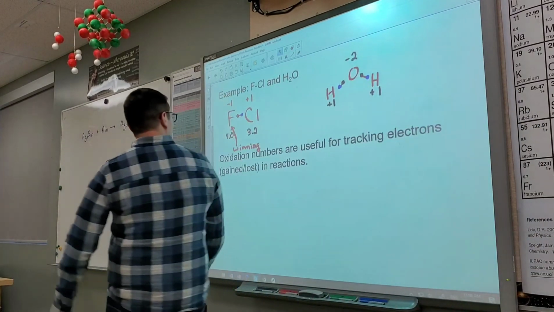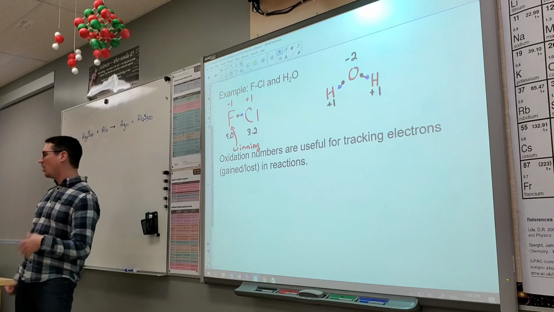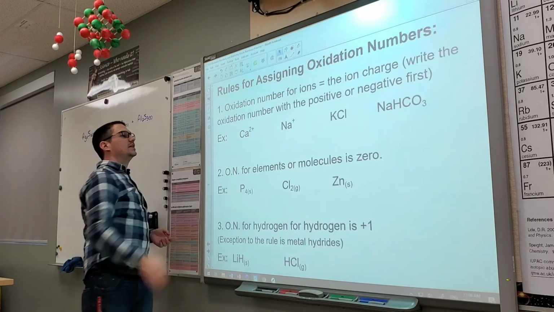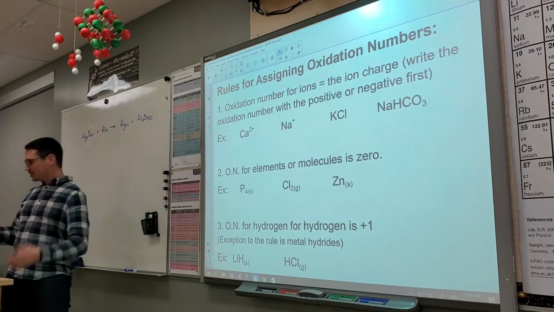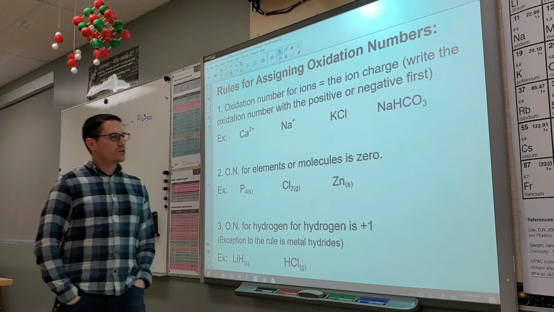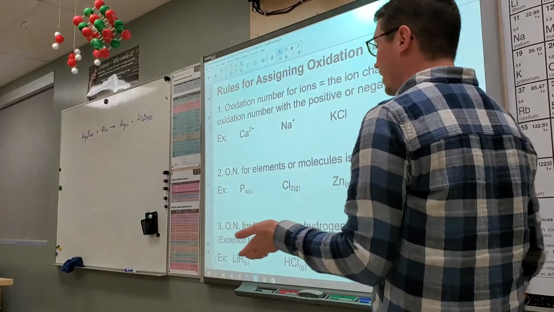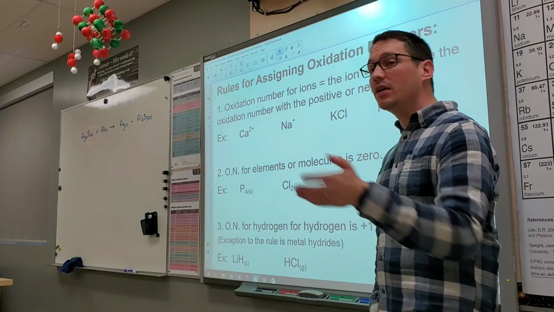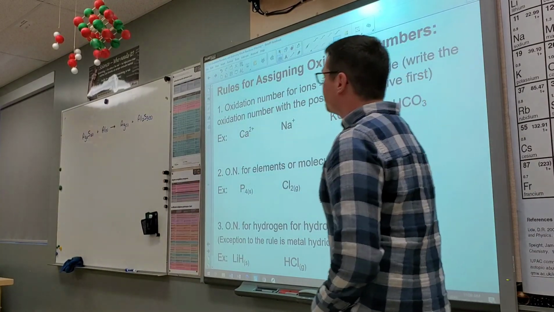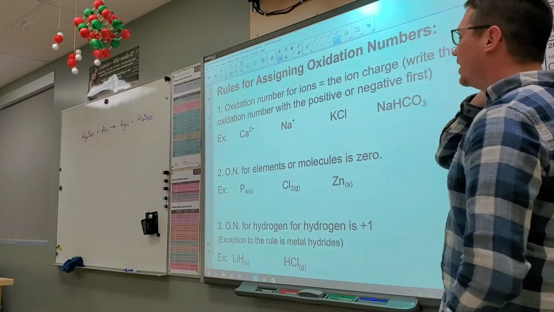Perfect. So oxidation numbers are useful in tracking electrons gained and lost during reactions. So we've got to go through some rules about oxidation states. I can't remember, there's like 6 rules or something like that we have to know. Most of them are pretty easy, but some of them are a little bit difficult. The oxidation number for ions is equal to the ion charge.